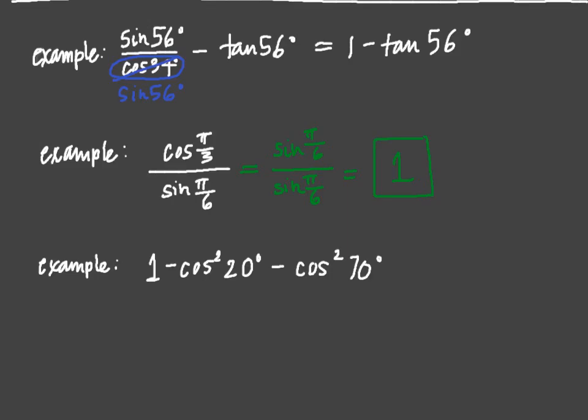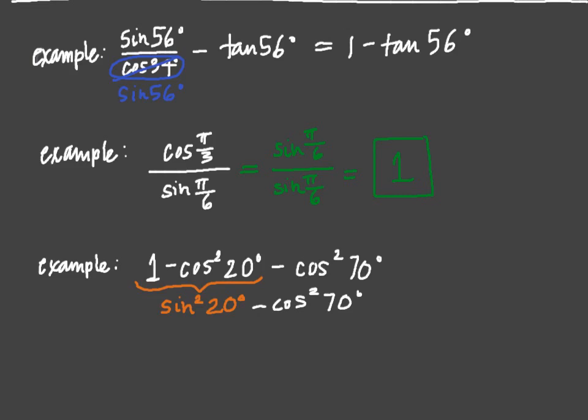Okay, so this one is a little bit more complicated, but hopefully you're seeing this 1 minus cosine squared, and maybe you're thinking, isn't that the same as sine squared? Using that Pythagorean identity. So 1 minus cosine squared, the angle doesn't change, so that would be sine squared of 20, okay? And then the minus cosine squared 70 is going to stay the same for now. But now we're stuck again. So what can we do?